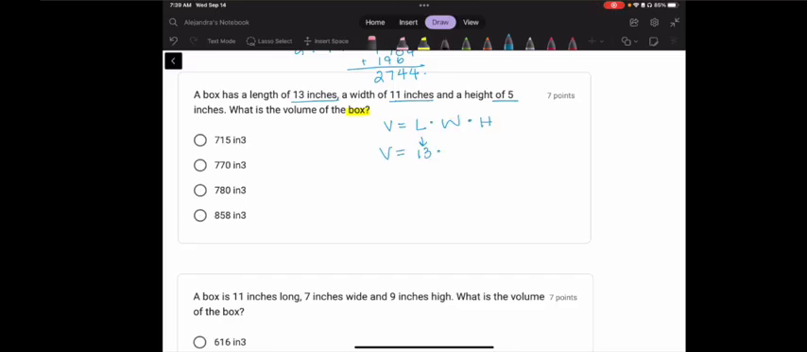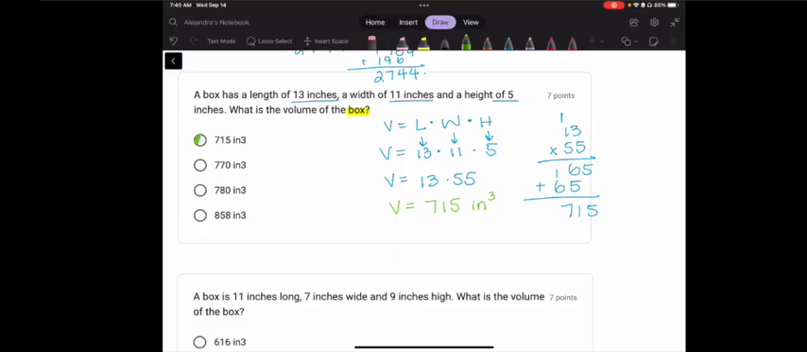So the volume here will equal 13 times 11 times 5. And remember that in multiplication, you can multiply in whatever order you want. So I'm just going to multiply the last two first, as I know that that's going to be 55. And now I'll do here 13 times 55. That's going to be 15, carry the 1. 5 plus 1 is 6. This is going to once again be 15, carry the 1. And 5 plus 1 is 6. So that'll be 5, 11, carry the 1, 7. So the volume of a box with a length of 13, a width of 11, and a height of 5 will be 715 inches to the third power.